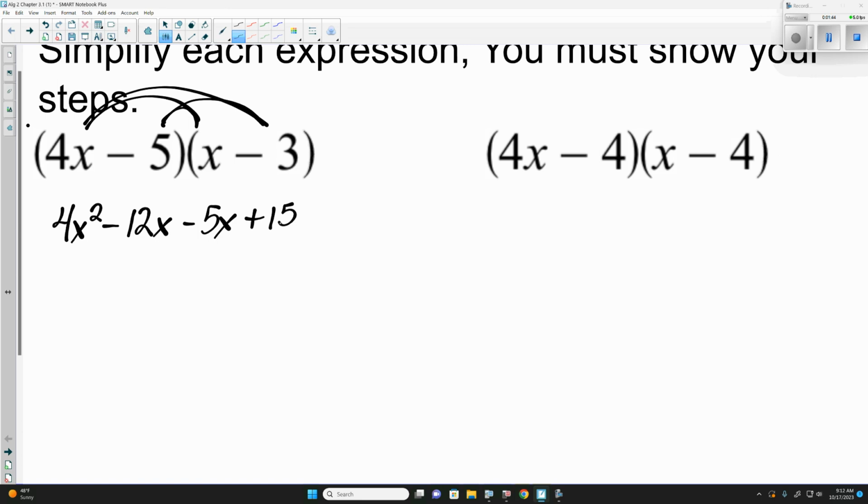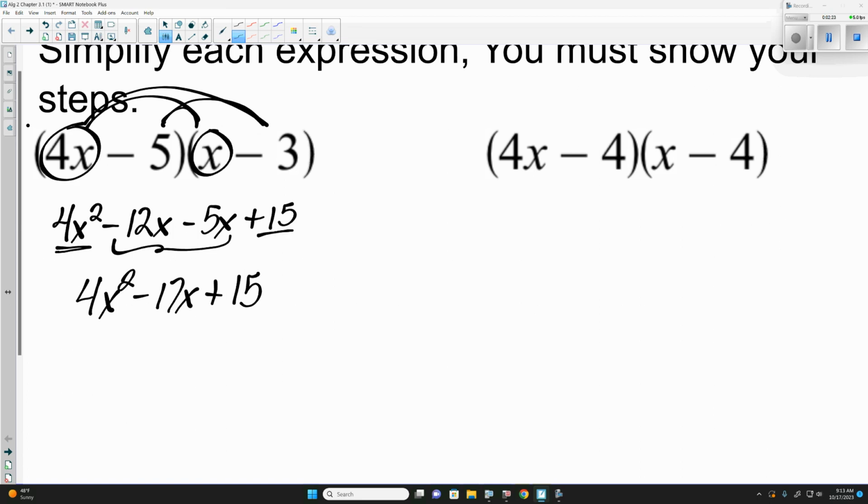We multiply through. And then the last thing we need to do is combine like terms. Our only two like terms are negative 12x and negative 5x, telling us that we have negative 4x squared minus 17x plus 15. Or 4x squared, it should be positive, yes. 4x squared minus 17x plus 15. So when we multiply these together, we get these three terms. Now our 4x squared came from the product of 4x and x. 15 came from the product of our 5 and 3.